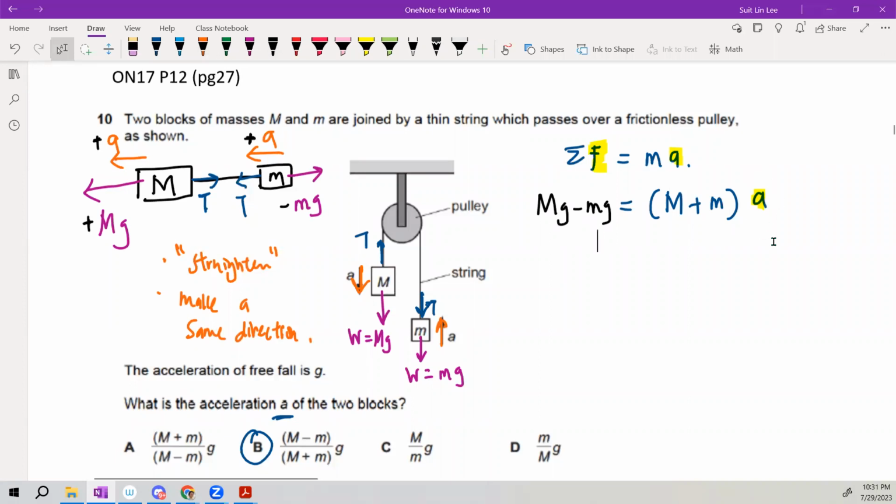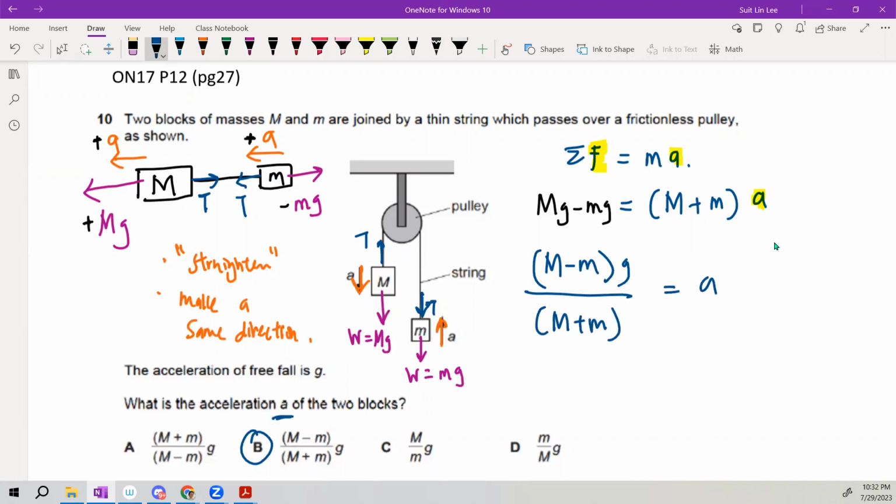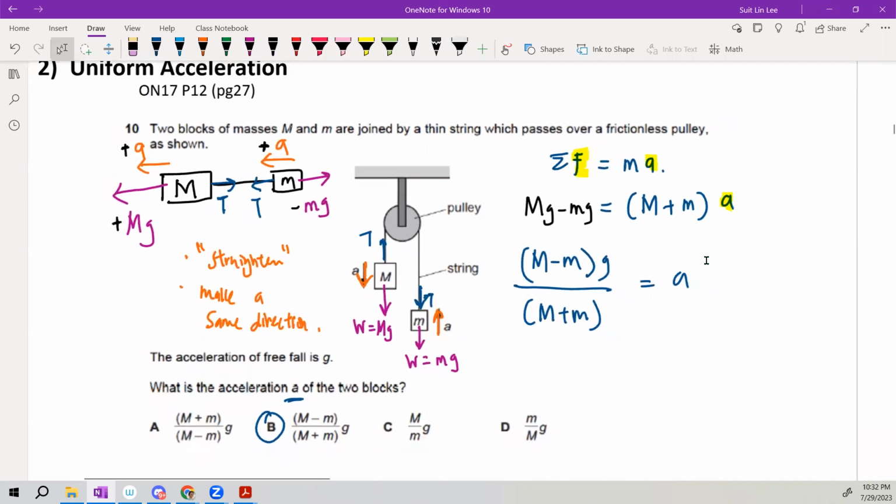But that would be a bit of a pain. So, oh well, I got the answer. So (M minus m) multiplied by g divided by (M plus m) is equal to a. So this is what I mean by you can obviously guess the answer just by starting to write the equation. But just in case, the denominator is capital M plus small m. Then please try them out one by one, straighten the pulley.